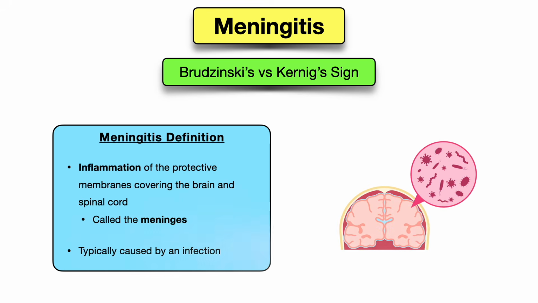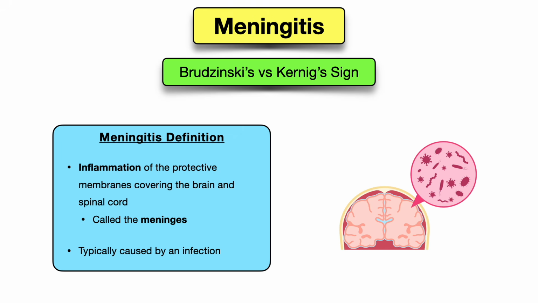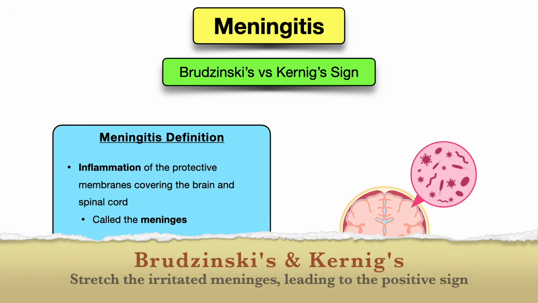So again, these signs of meningitis make sense if we look at the definition of meningitis, which is inflammation of the protective membranes covering the brain and spinal cord. And these protective membranes are called the meninges. So meningitis is inflammation of the meninges, and this is typically caused by an infection. Brudzinski sign and Kernig sign both stretch the inflamed and irritated meninges, leading to the positive sign.